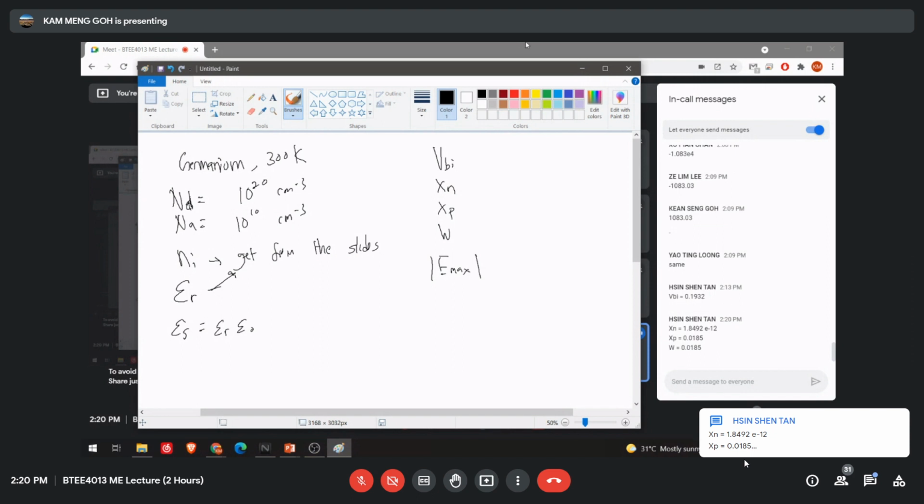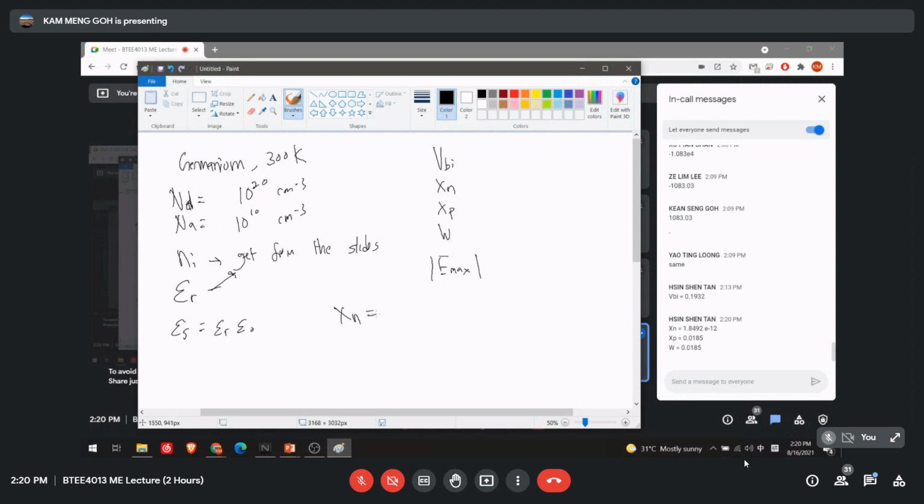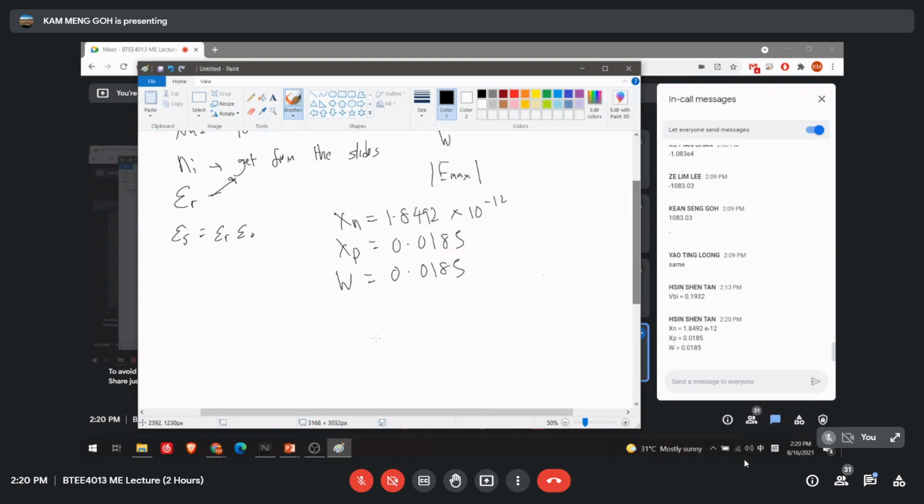Okay, we got an answer already. So let's see. Sn equals to 8492 times 10 to the power maybe 12. Sp equals to 0.0185. W 0.0185. What about your Emax?